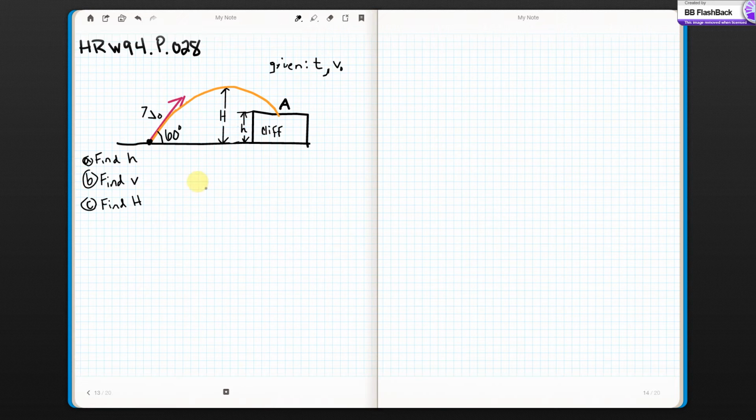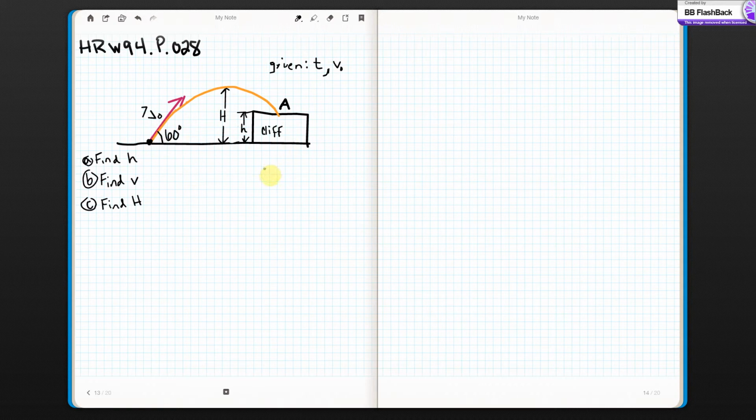Okay, it's been requested that I do HRW94P028, the one where they're launching something and it lands on top of a cliff. So we're launching from the ground, but it lands on top of the cliff. They give us this angle here, and that's the same for everybody. They also give us the time it took for this to happen, and it gives us the launch velocity.